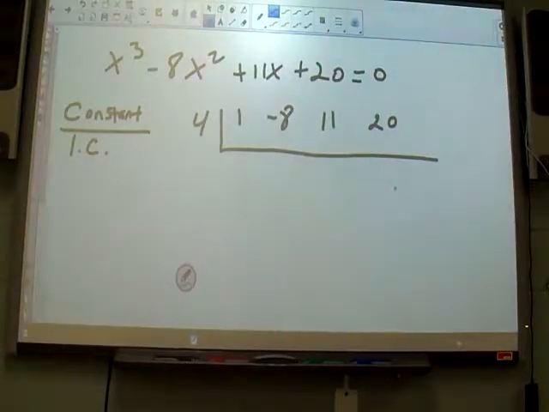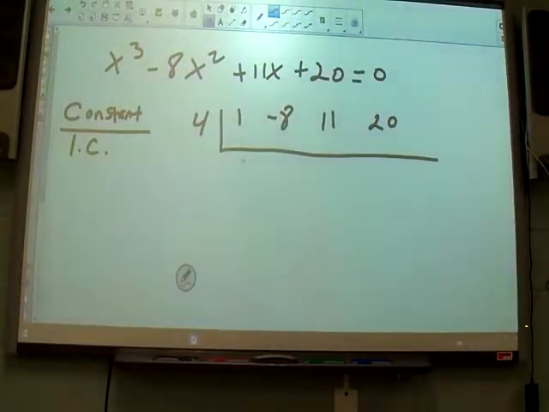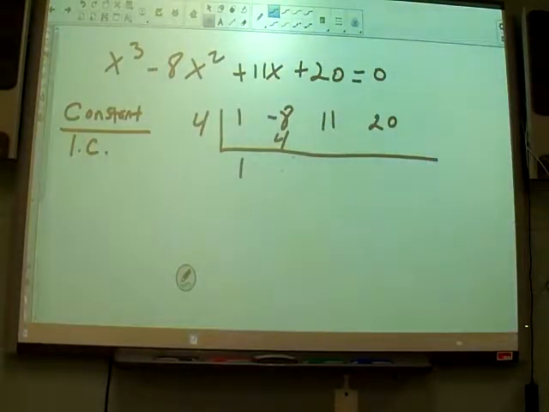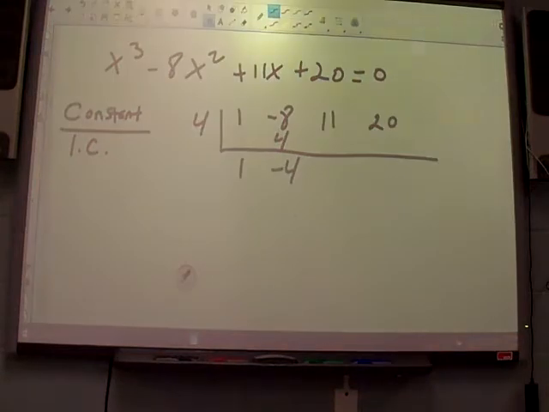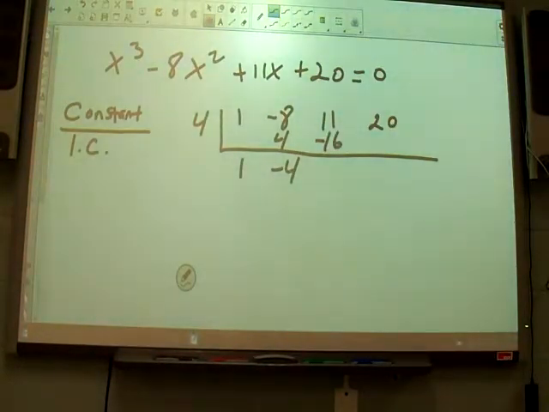If we get a 0 in the remainder spot, that means 4 is an answer. If not, we throw it out and try another one. So drop down your 1. 1 times 4 is 4. I add, negative 8 plus 4 is negative 4. Multiply, 4 times negative 4 is negative 16.